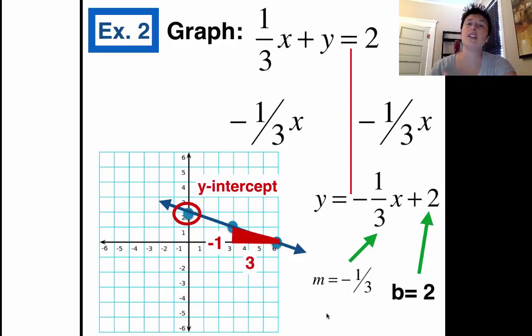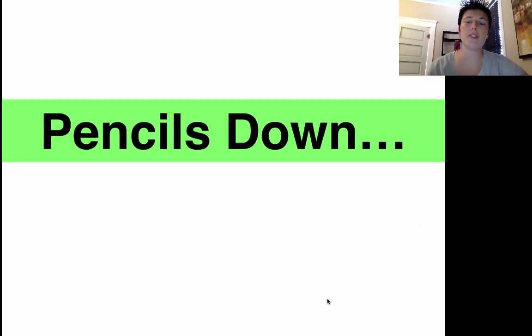Now, this is not the only way to graph standard form. There's another way. If you don't want to rearrange the whole thing to y equals mx plus b, you have a second option. And I'm going to show you how to do that. So put your pencil down for this part of the video. I don't want you to write down this next section.